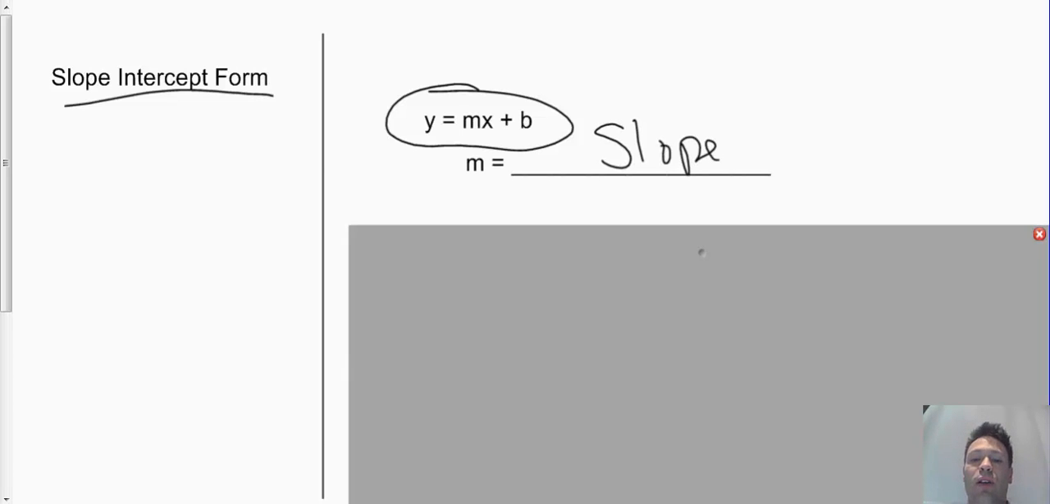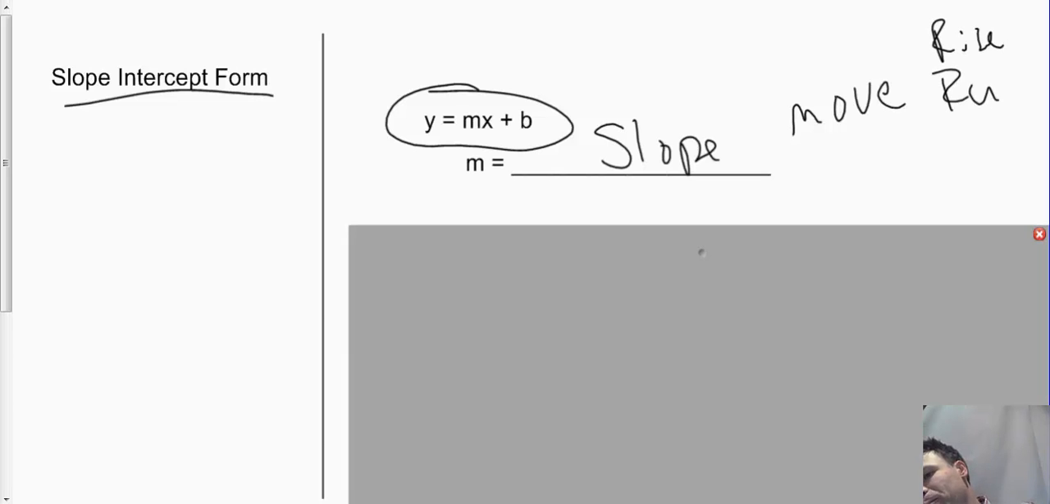We already talked about this in previous years, where we want to consider the way we move. How do I get from one place to the next? And we already talked about the way we do that is using that idea of rise over run. From a certain point, we go up so far or down, and then to the right.